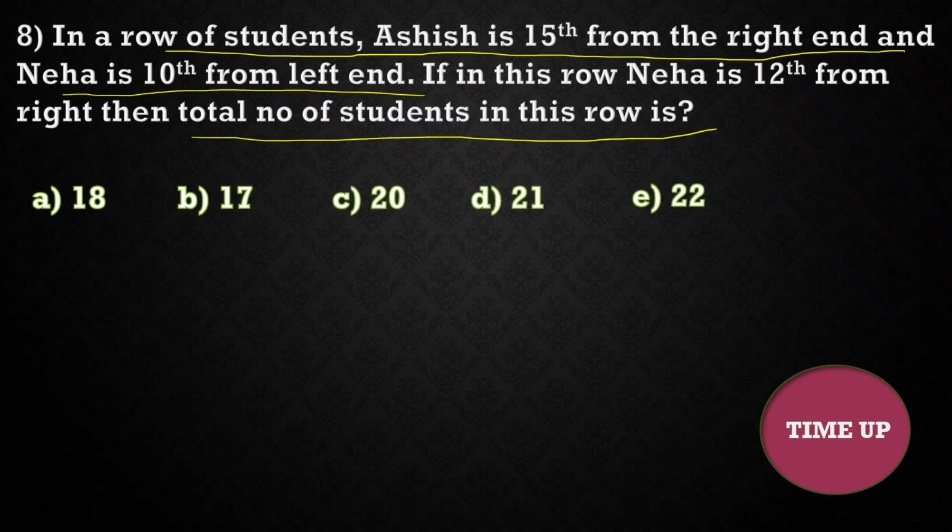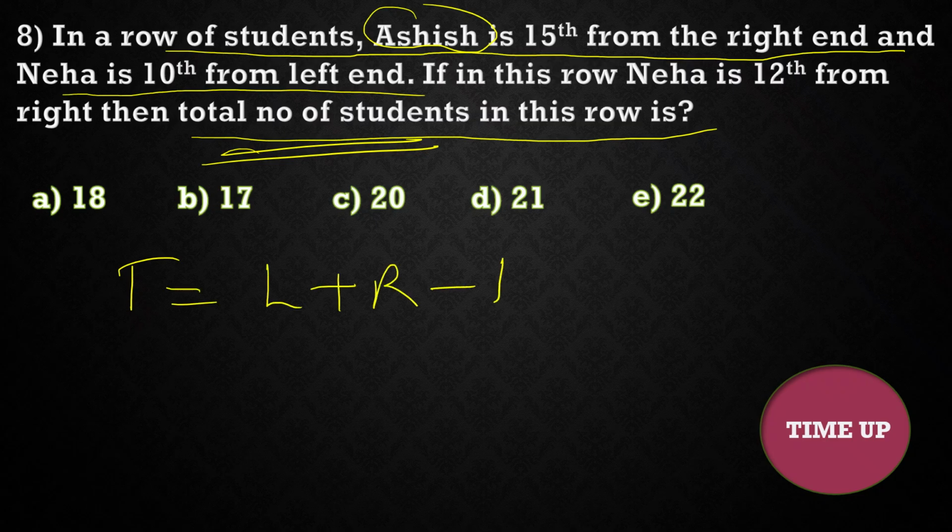They have put the character of Ashish. Ashish has nothing to do with this question. Only to confuse you all, they have put the character Ashish. Remember that. Now we need to find out the total number of students. So for the total number of students, we need left plus right minus 1. So which left is given? Neha's left end and right end, both are given.